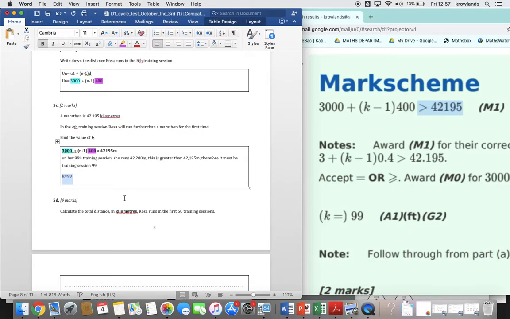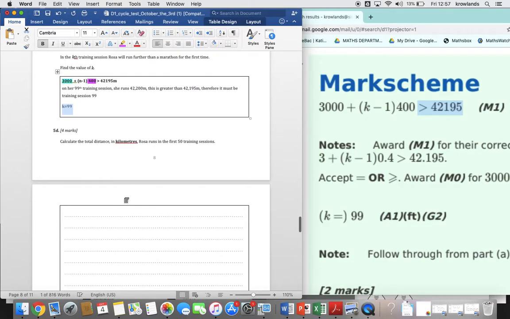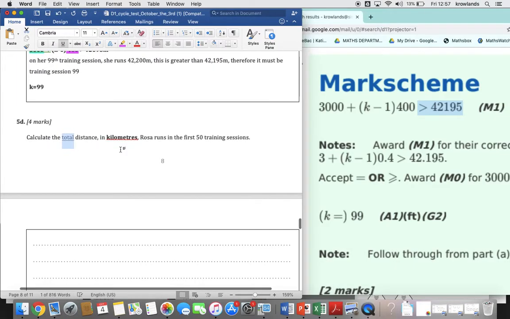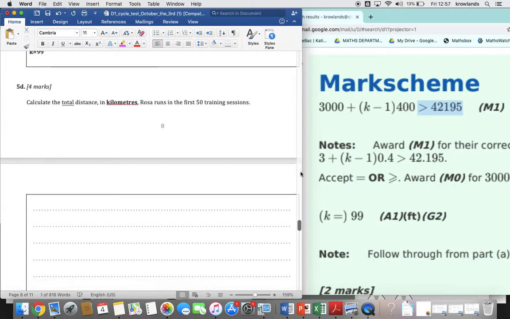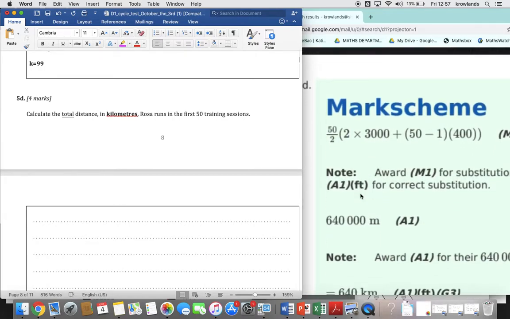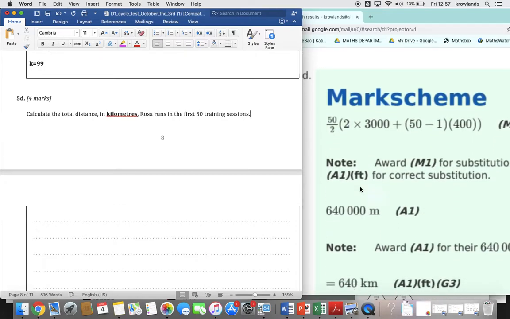We're now going to go on to 5D. Calculate the totals. Whenever we see the word total, this is to do with sums of things. So let's have a look. The total distance in kilometres. So we just need to use the S of n formula.